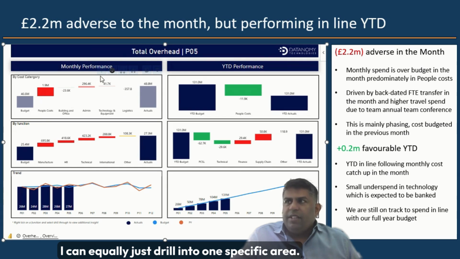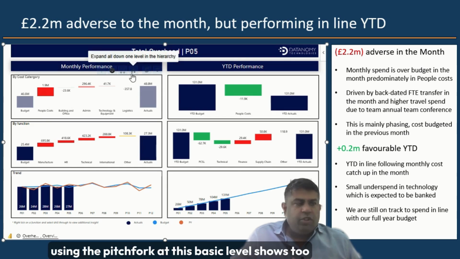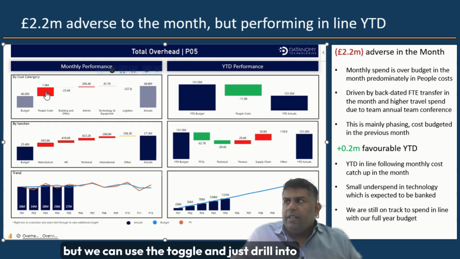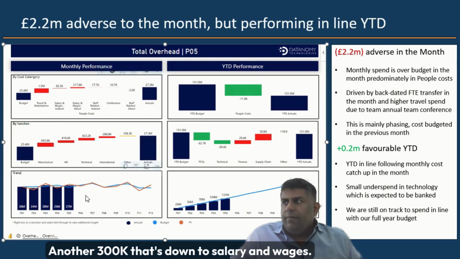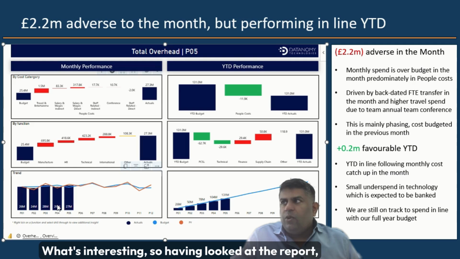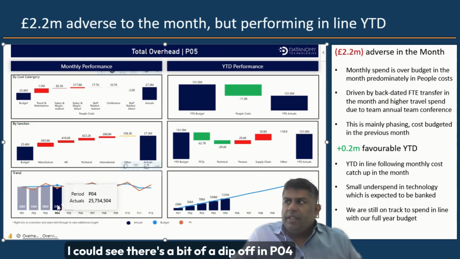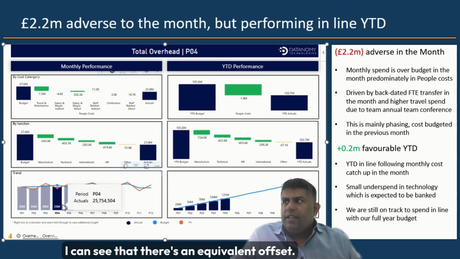So because there's a lot of data, using the pitchfork at this basic level shows too much information, but we can use the toggle and just drill into the people spend here in a bit more detail. And you can see there's a movement there, a large overspend that's down to travel, another 300k that's down to salary and wages. What's interesting, having looked at the report, I can see there's a bit of a dip off in period 4. And actually, if I click on period 4, I can see that there's an equivalent offset by the exact same amount between the two periods.